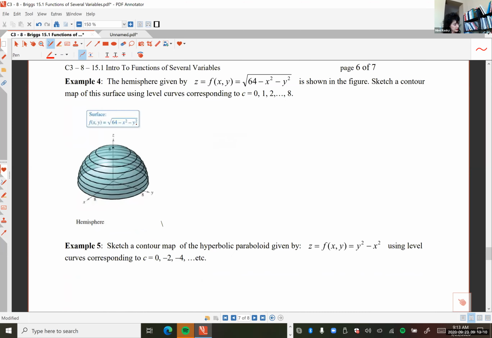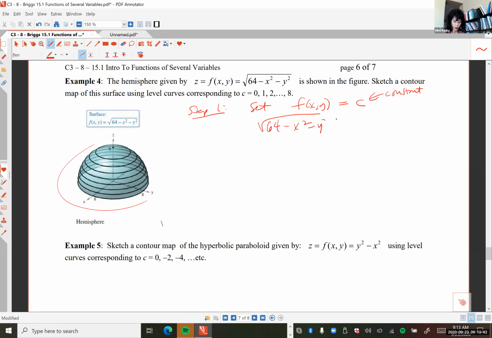Let's take a look at this next example here. How would we come up with a contour map for this hemisphere? This is actually pretty easy, so watch closely how they come up with the level curves. The first step, and this is what I always want to see on your paper, is you set the function f of x y equal to a constant, some scalar. It doesn't matter what the scalar is at the moment, but start off with setting it equal to a constant. So then, in place of the function, this function is the square root of 64 minus x squared minus y squared. Set that equal to a constant.